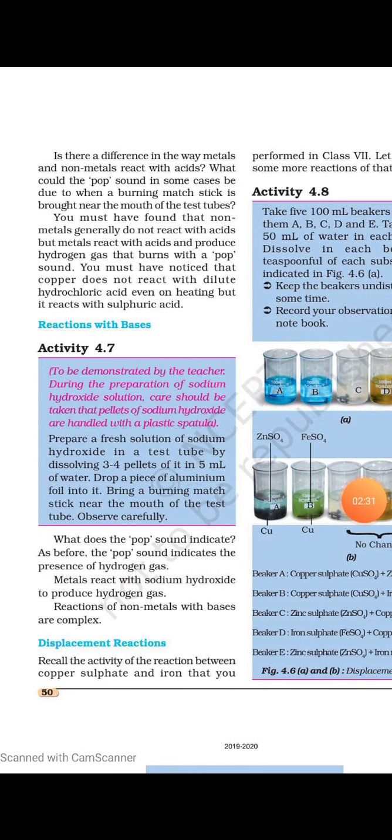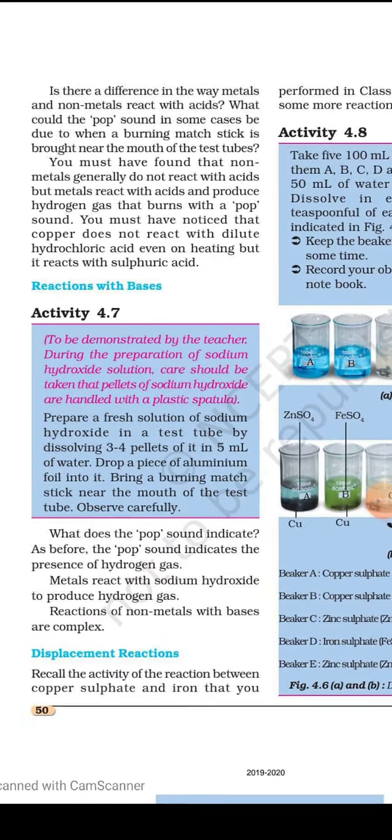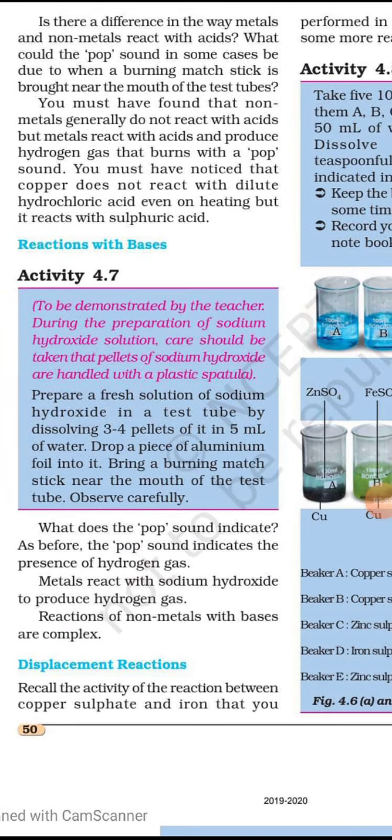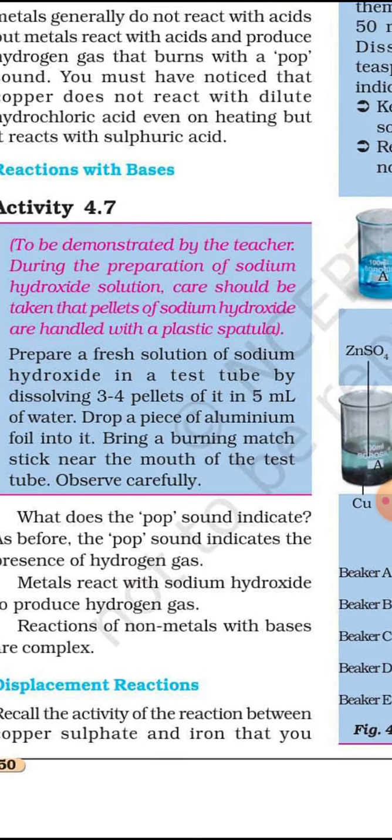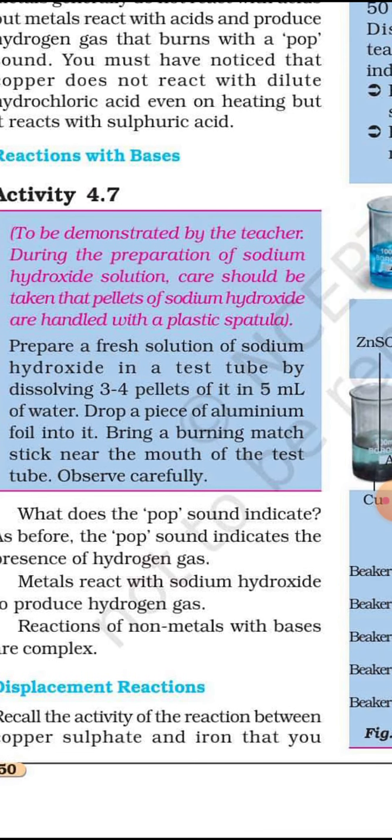Next, we will see the reaction with base. For reaction with base also, one activity is given. You have to prepare a fresh solution of sodium hydroxide. How will we prepare the sodium hydroxide solution? We take some sodium hydroxide and add it into water. That is a fresh solution.